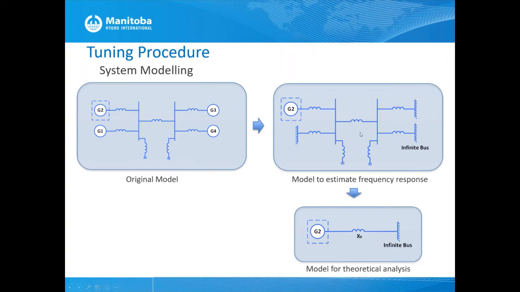And we don't need to see any interactions between other generators, that's why we remove them. So when you do that, the system becomes simplified like this, and we all know that we can further reduce that to a single machine to infinite bus system shown in this figure here. We can analyze this theoretically and make conclusions that can apply to these 2 networks.